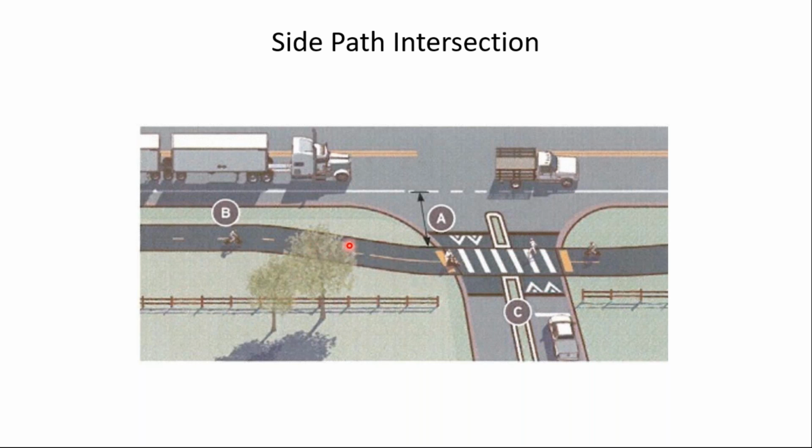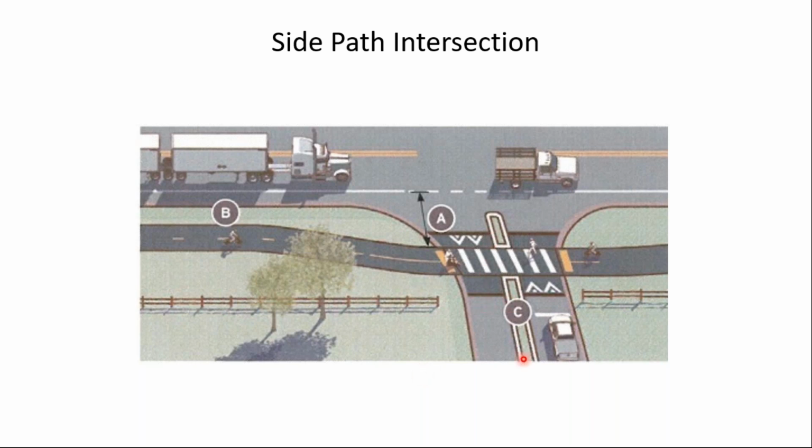Notice they've moved the path away from the roadway a little bit, which may be a function of right-of-way availability. And then they're using a speed table or raised crosswalk for the actual crossing, with the idea of trying to slow vehicular traffic that's turning into this driveway or side road, whatever it might be.